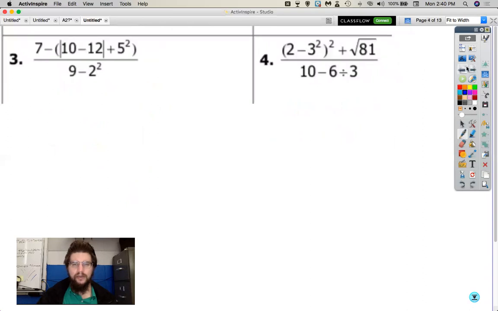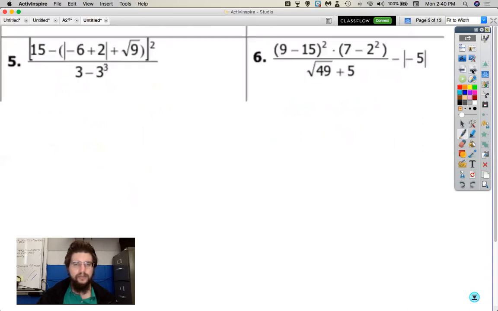Now, I'm not going to do all of these. Let's look at number 6. I will post all of these for you if you want to have some extra practice, but for now, let's just do this. We've got a couple sets of parentheses and an absolute value bar. Again, all of these are grouping symbols, so we're going to do everything inside of them first. We can look at each set of grouping symbols as a separate problem.